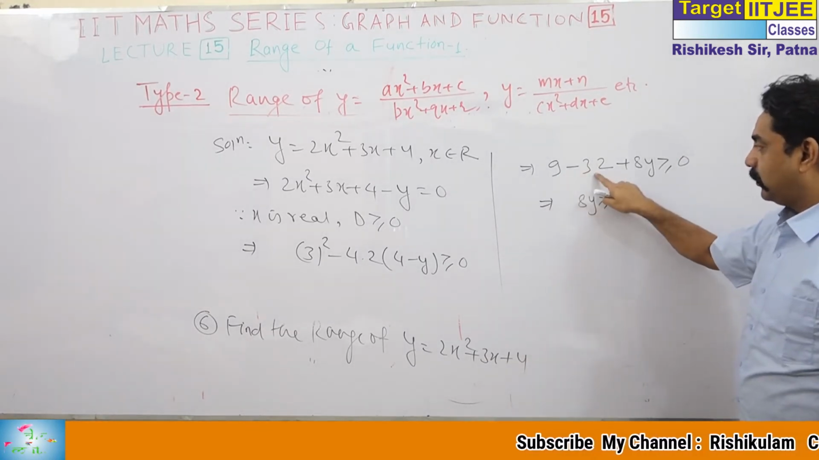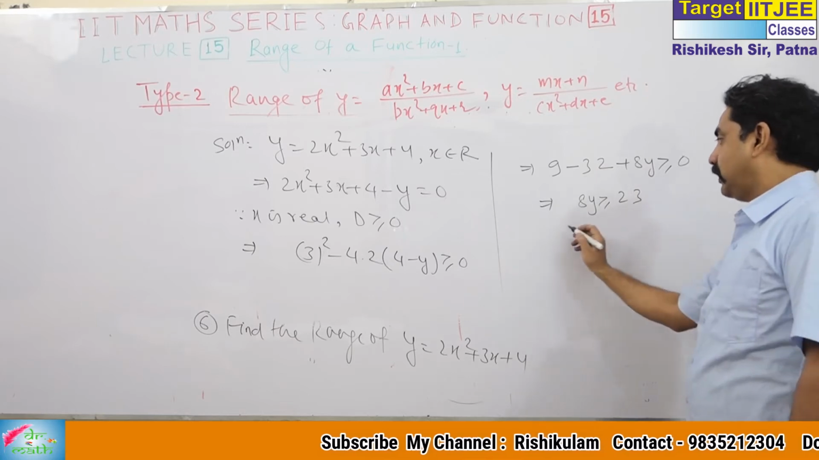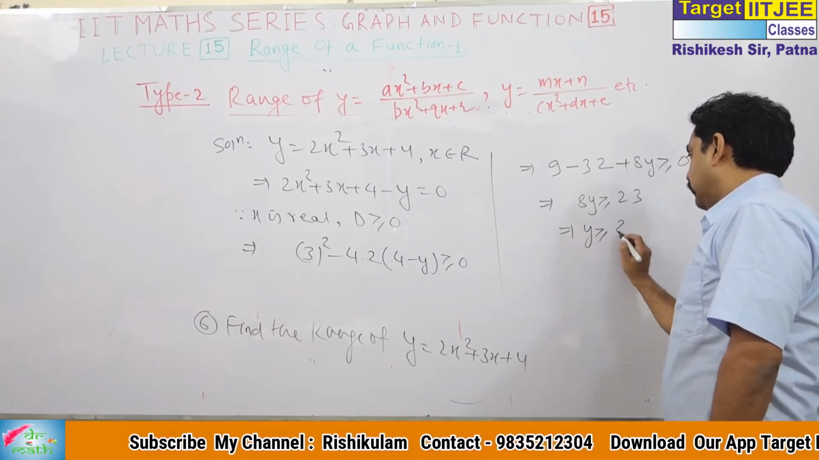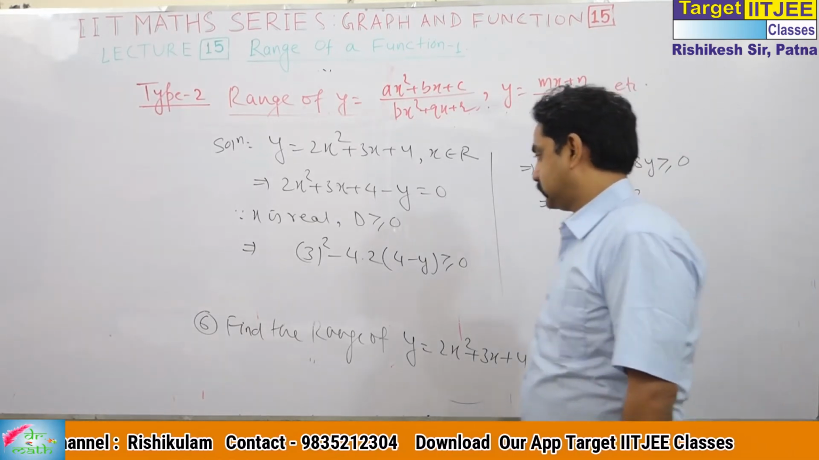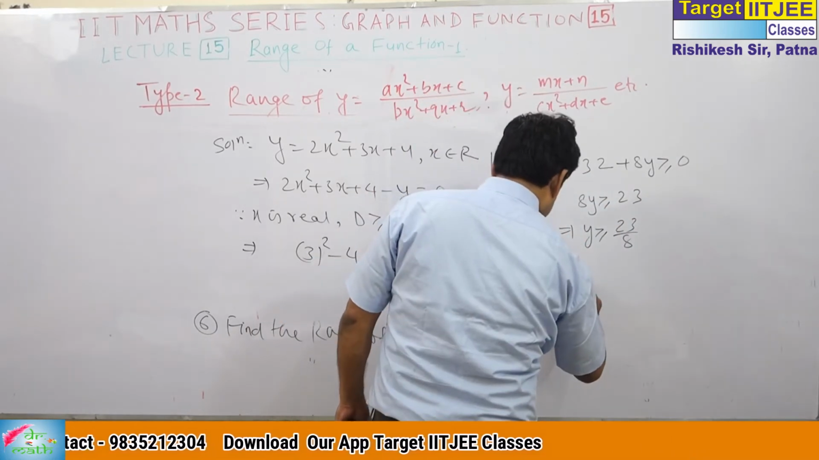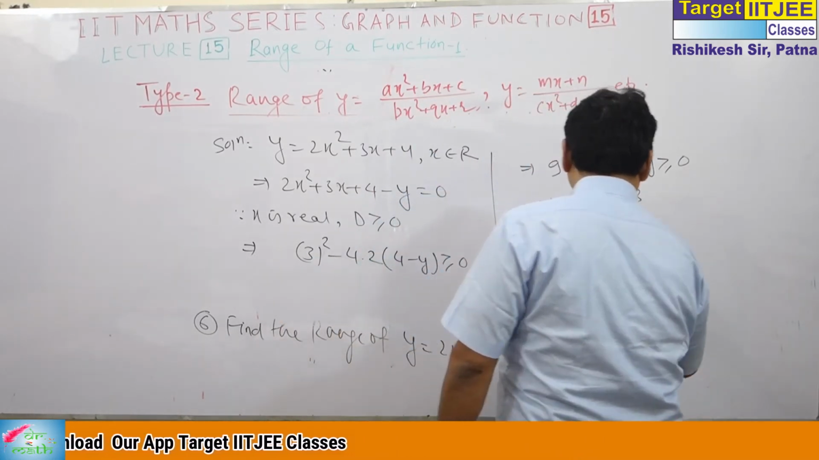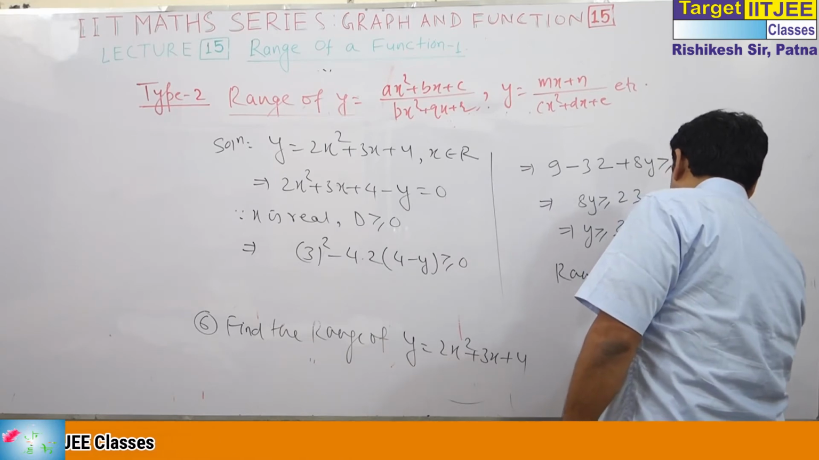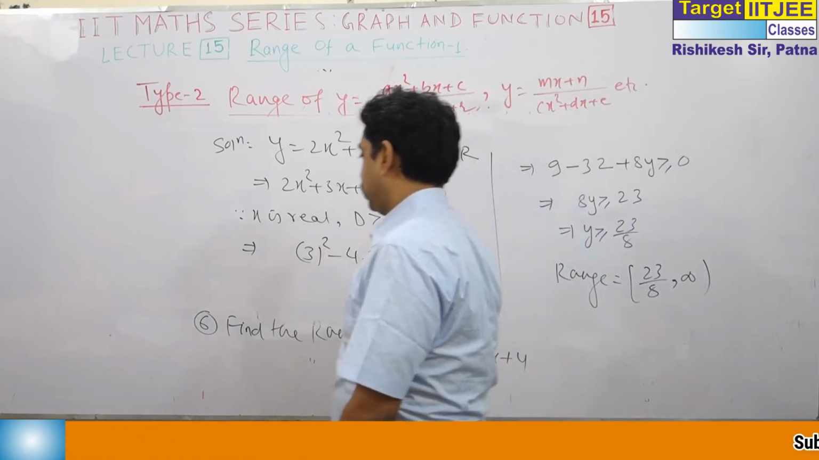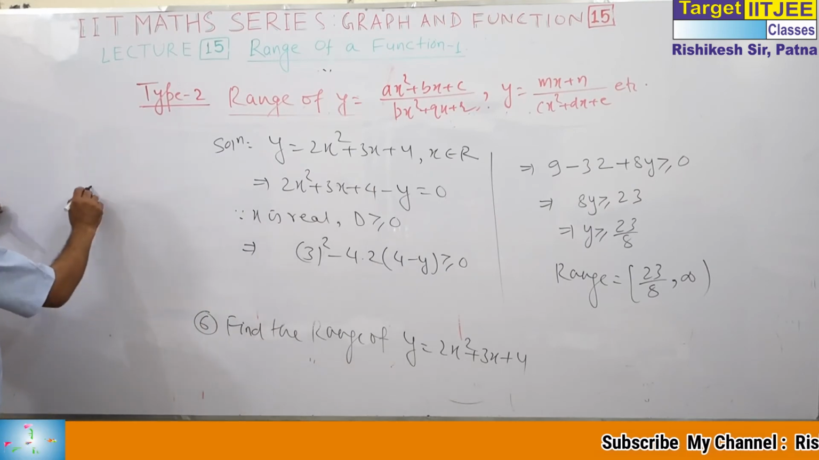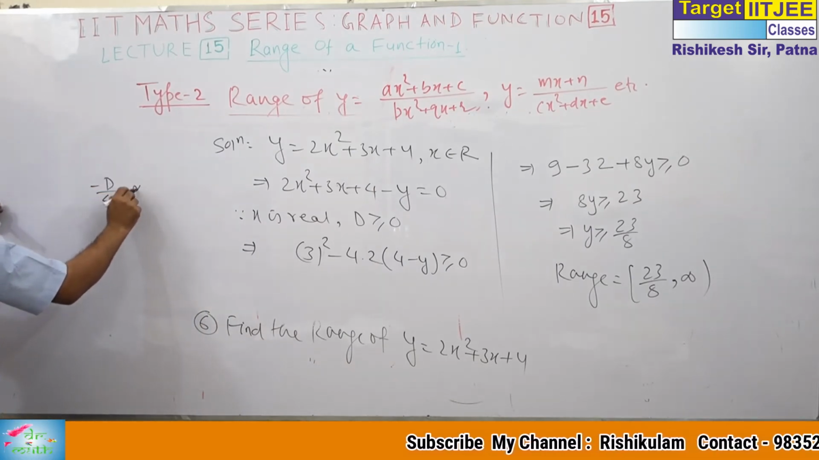9 minus 32 is minus 23. So this is 23 by 8. What is this? Y is greater than or equal to 23 by 8. So what is the range? Range you can say is 23 by 8 to infinity, if you go through minus D by 4A to infinity.